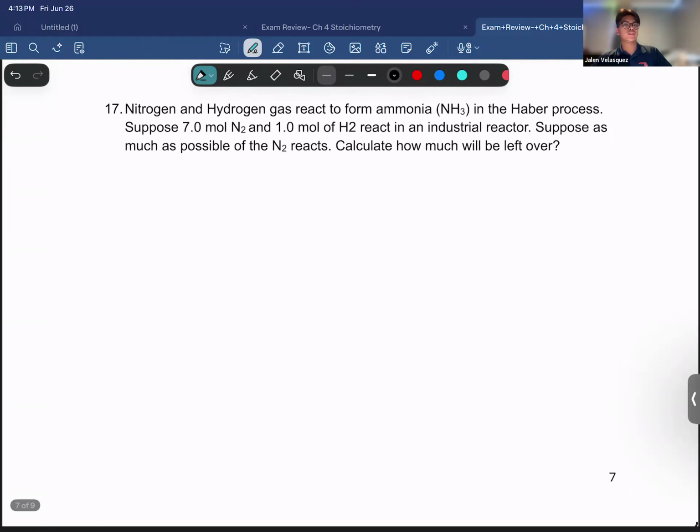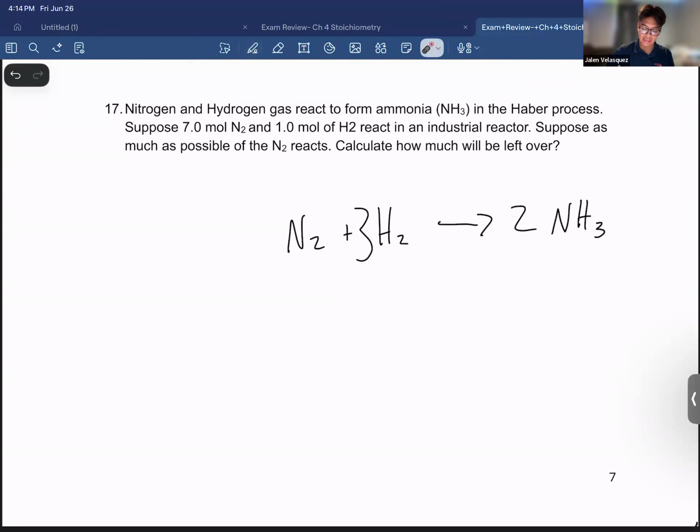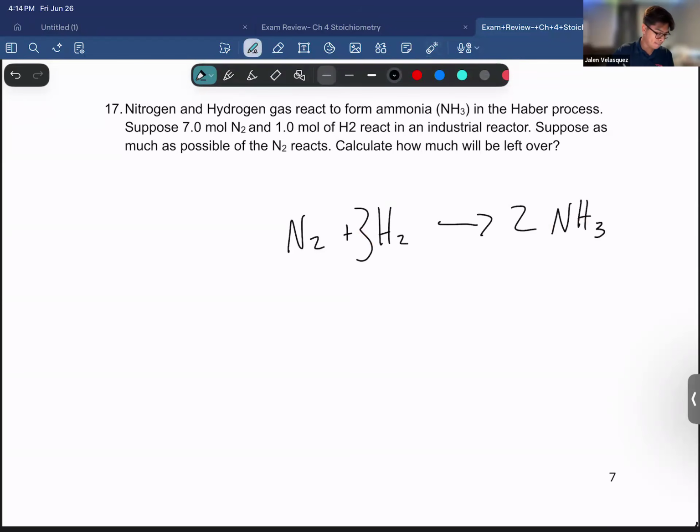Number 17, this says nitrogen and hydrogen react to form ammonia in the Haber process. So suppose that 7 moles of nitrogen and 1 mole of hydrogen react in an industrial reactor. Suppose as much as possible of the nitrogen reacts, calculate how much will be left over. So we're going to calculate the moles of both reactants to the moles of our product.